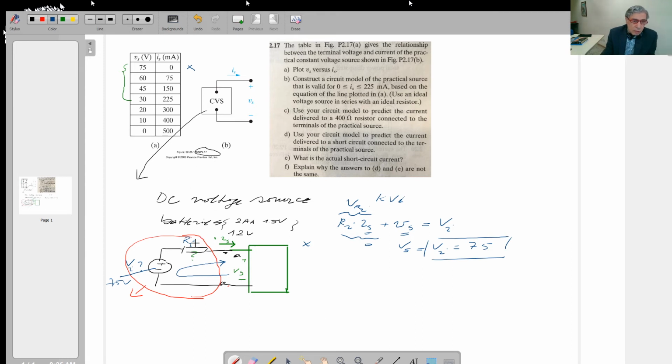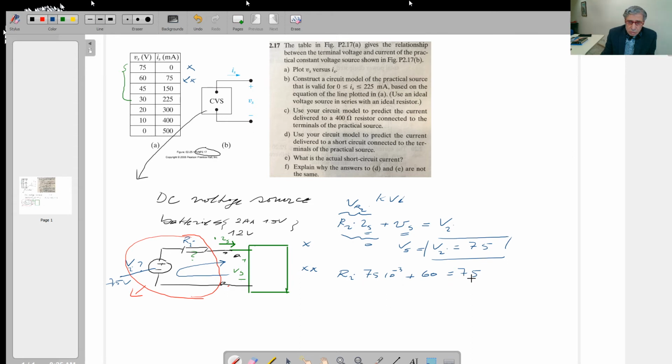And then how I'm going to calculate the RI is easy. Use the second line. The second line tells us VS is going to be 60 and IS is 75 milliamp. So RI times 75 milliamp, 75 times 10 to the power minus 3, plus VS is 60, isn't it? The second line. 60 is equal to, I already calculated VI is 75.